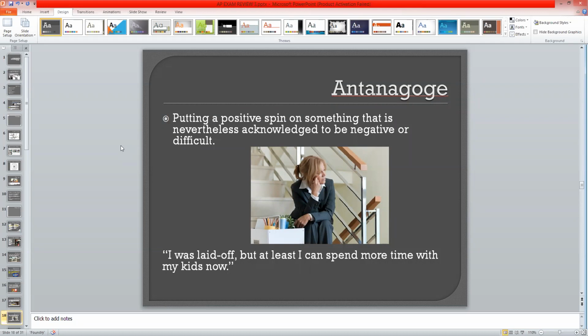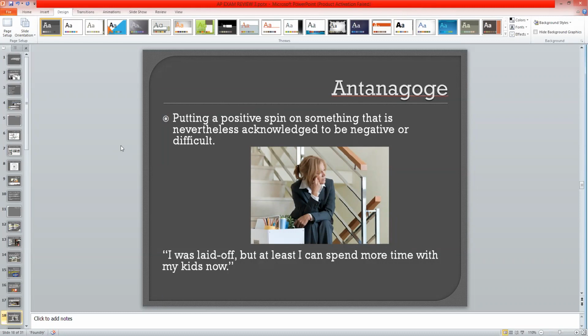And so a lot of authors would use antenagoge to pull our heartstrings, where the people are trying their best to cope with the situation, but they can definitely express and reveal that there's so much more going on within them. So it's kind of like putting a positive spin, but in a way where it makes you think about the issue that exists in the first place.